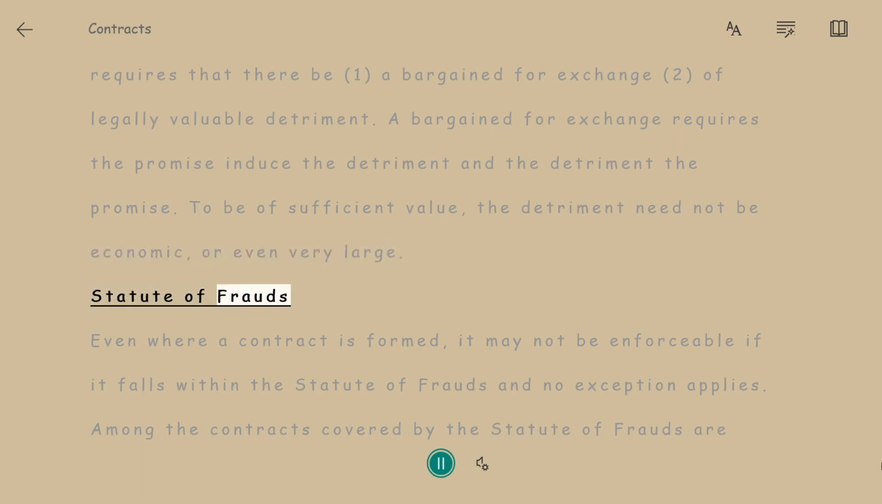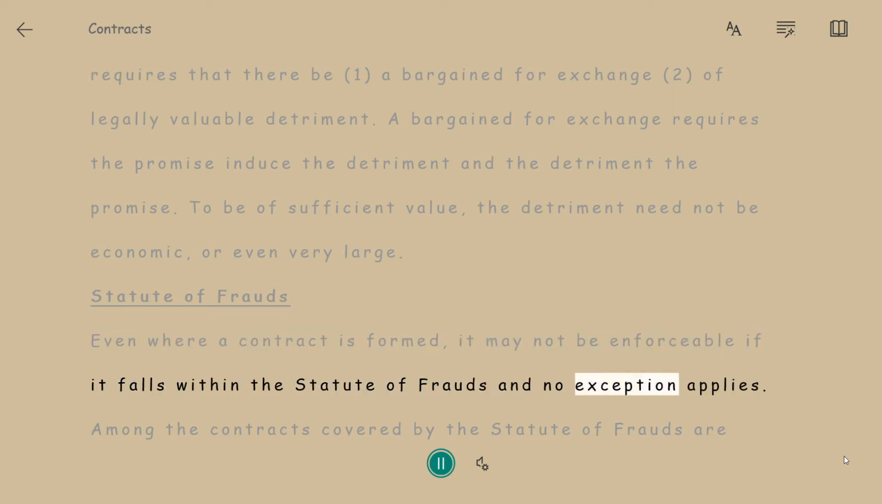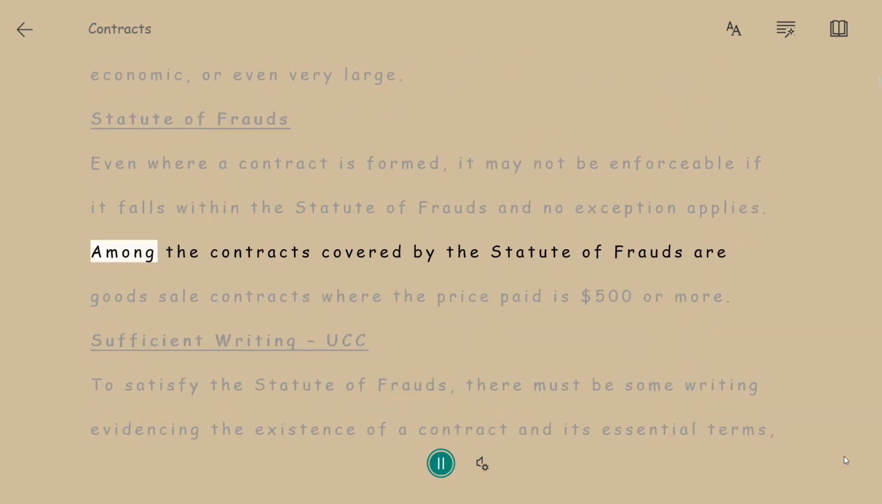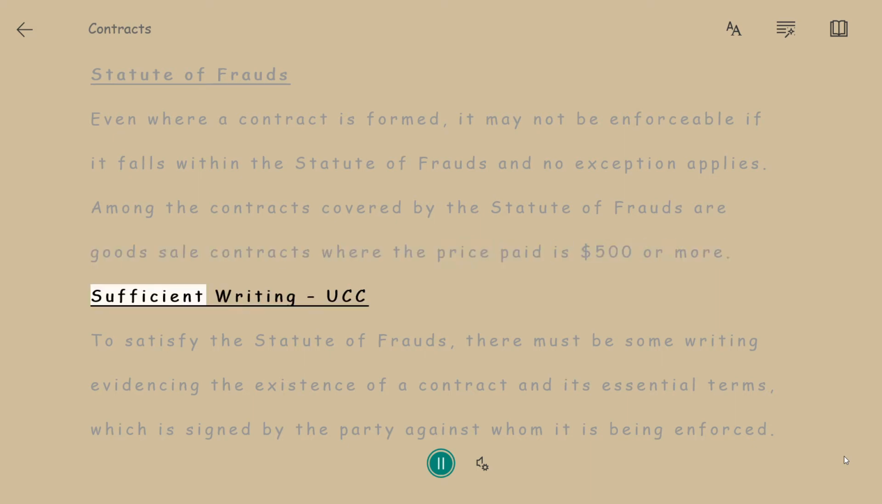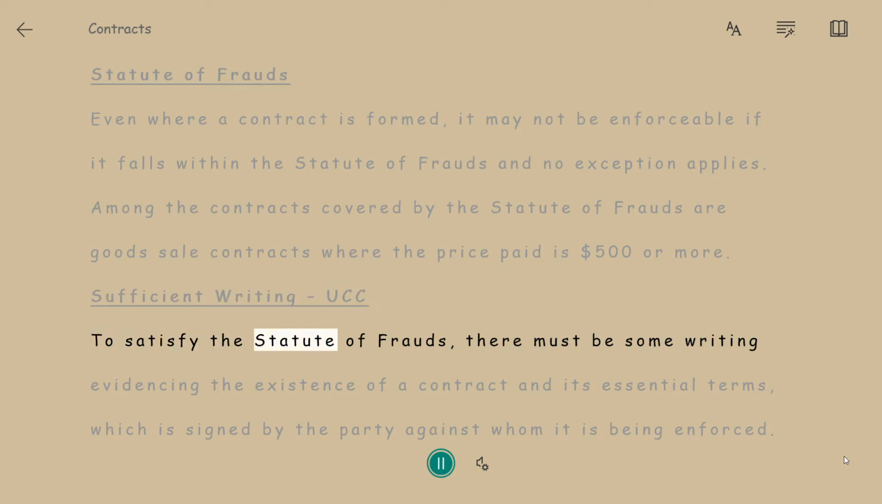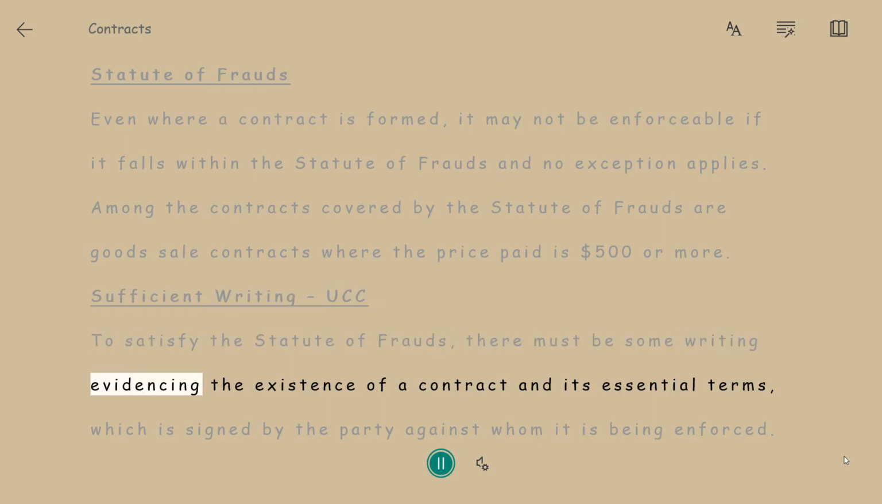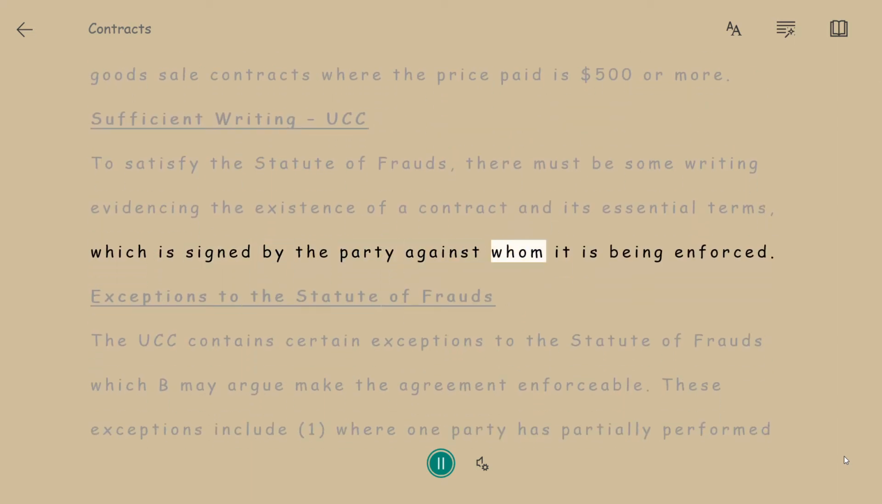Statute of frauds. Even where a contract is formed, it may not be enforceable if it falls within the statute of frauds, and no exception applies. Among the contracts covered by the statute of frauds are goods sale contracts, where the price paid is $500 or more. Sufficient writing, UCC. To satisfy the statute of frauds, there must be some writing evidencing the existence of a contract, and its essential terms, which is signed by the party against whom it is being enforced.